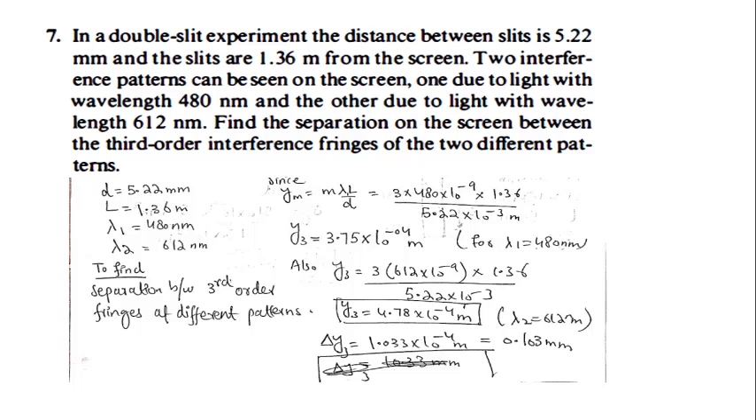Next is problem number 7. So in a double slit experiment, the distance between slits is 5.22 millimeter, which is basically the slit separation d, and the slits are 1.36 meter apart.